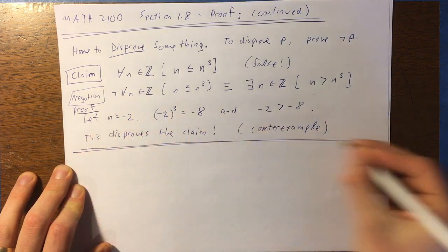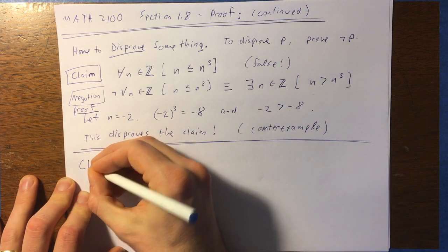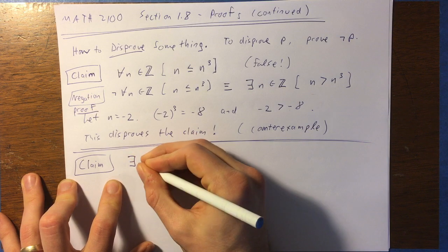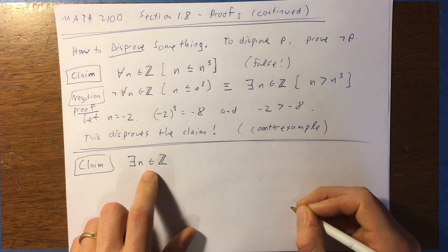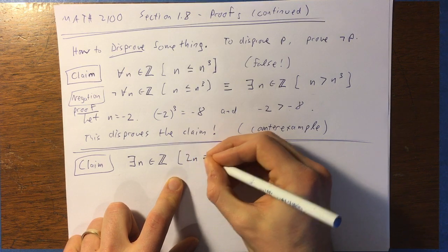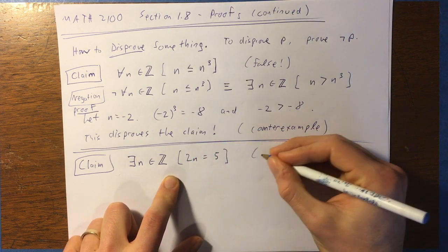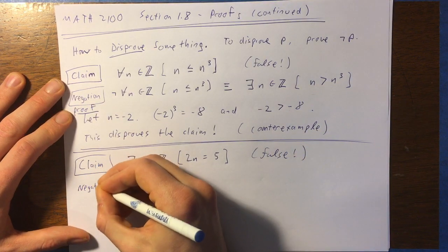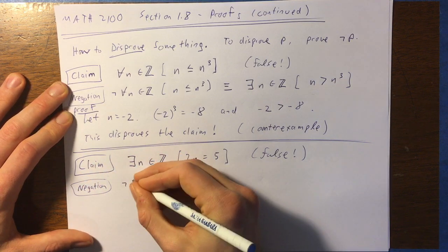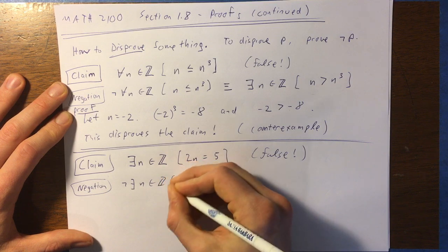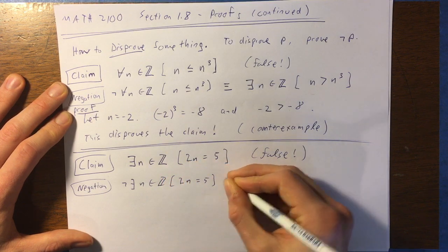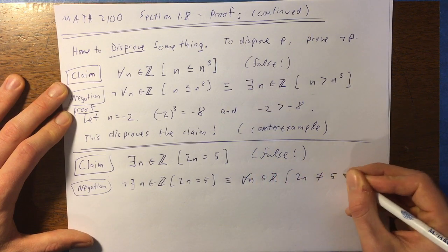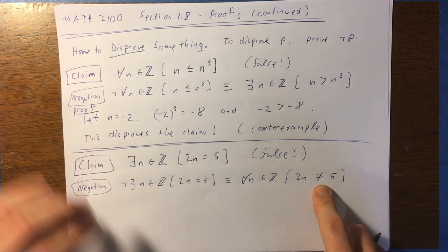So on the flip side, if you make a claim about the existence of something, then we have to approach it a little differently. Let's claim that there exists a number n, again an integer, so we're using the domain of integers, such that 2n equals 5. Again, this is false. No such n exists, so let's disprove it. We'll find the negation of this claim. If you negate there exists n such that 2n equals 5, that's equivalent to saying for all integers n, 2n is not equal to 5.